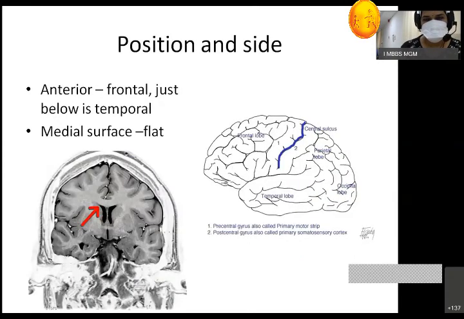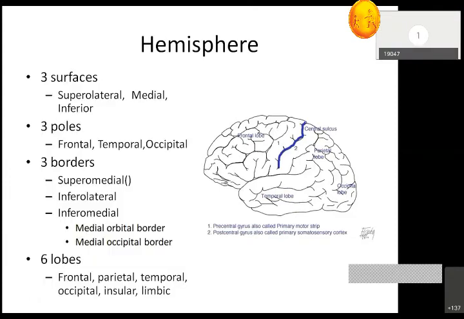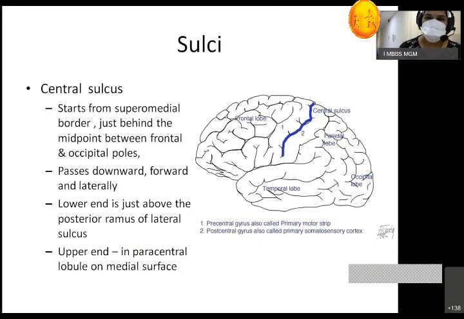Ma'am, can you revise the medial surface? Okay. I already told you, you have to understand the central sulcus and lateral sulcus. The central sulcus is on the superolateral surface, as well as the lateral sulcus. You'll have to define how they are going, what their parts are, and how you will identify them.